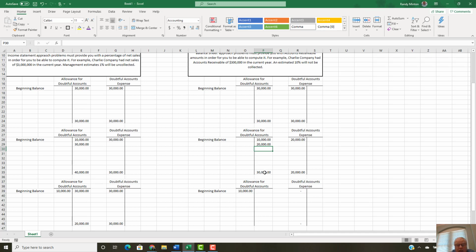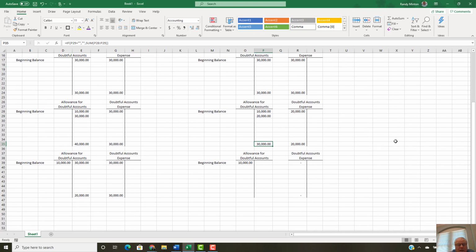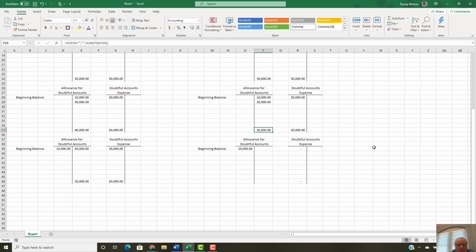And you notice now that I have 30,000 in the allowance for doubtful accounts, which is correct. That's the amount that I have to come up with. You do see the difference, right? Here's 30,000, 30,000, and 30,000. In this case, I have 30,000 here and 30,000 here in the allowance. Now let's look at one more.